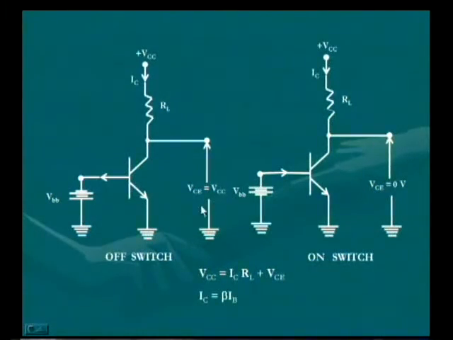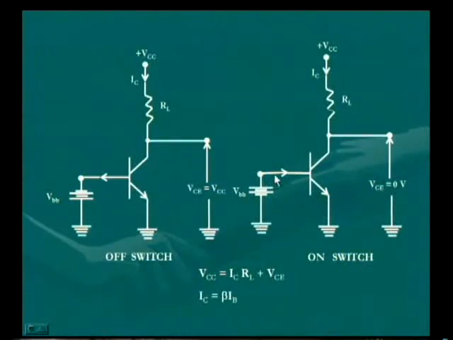We know that the transistor can operate in three different regions, that is in active region, saturation region and cutoff region. When it is used in active region, the transistor can be used as an amplifier or as an oscillator. Whereas when it is in saturation or in cutoff regions, its application is as on switch and off switch respectively.